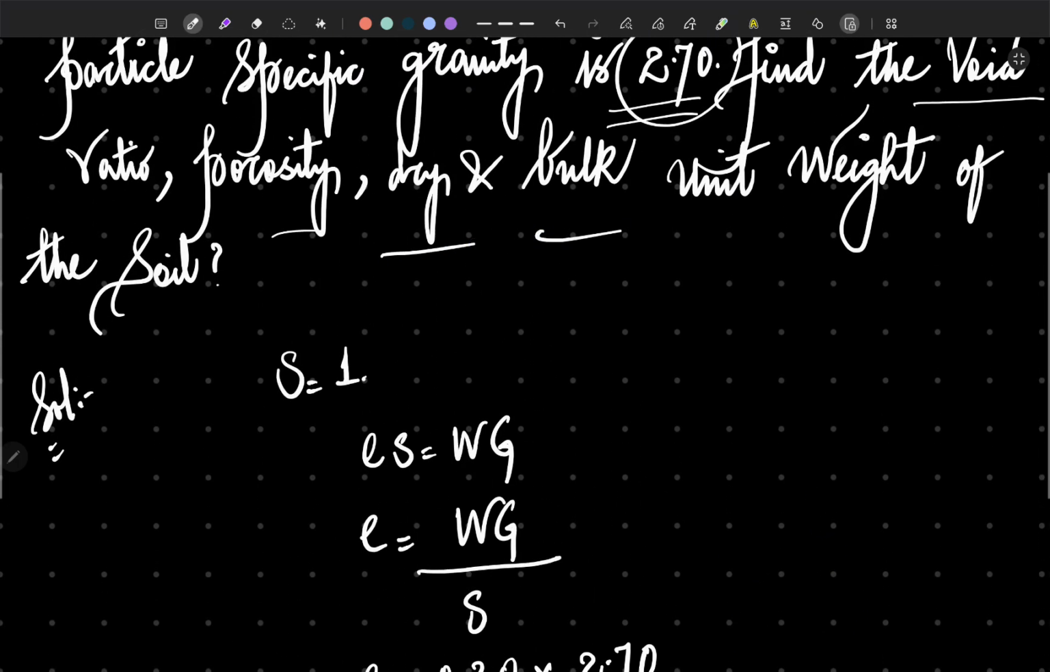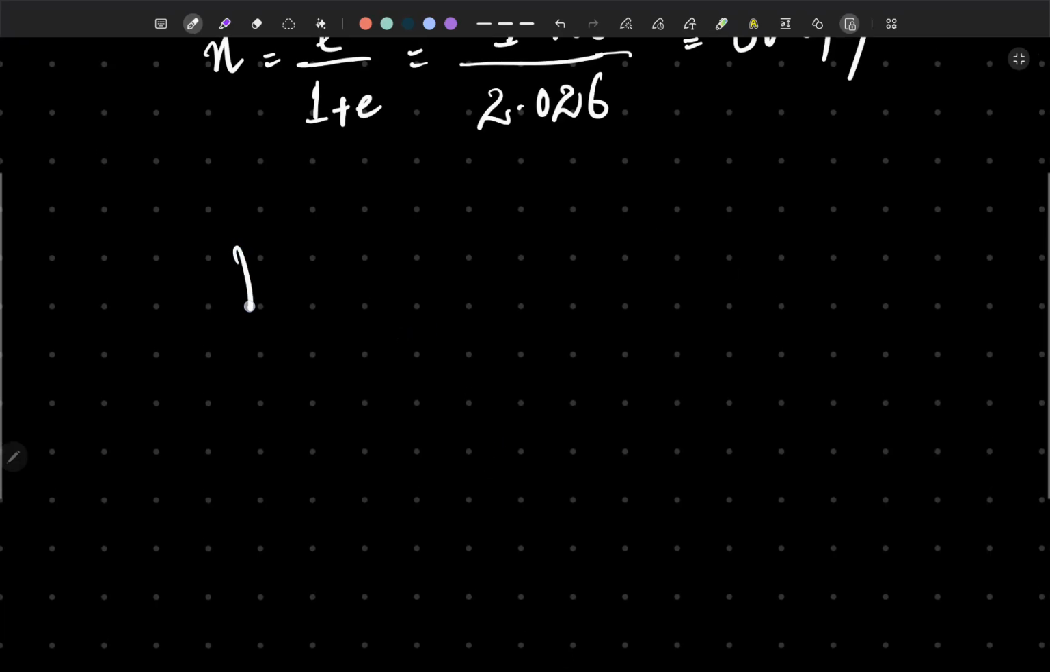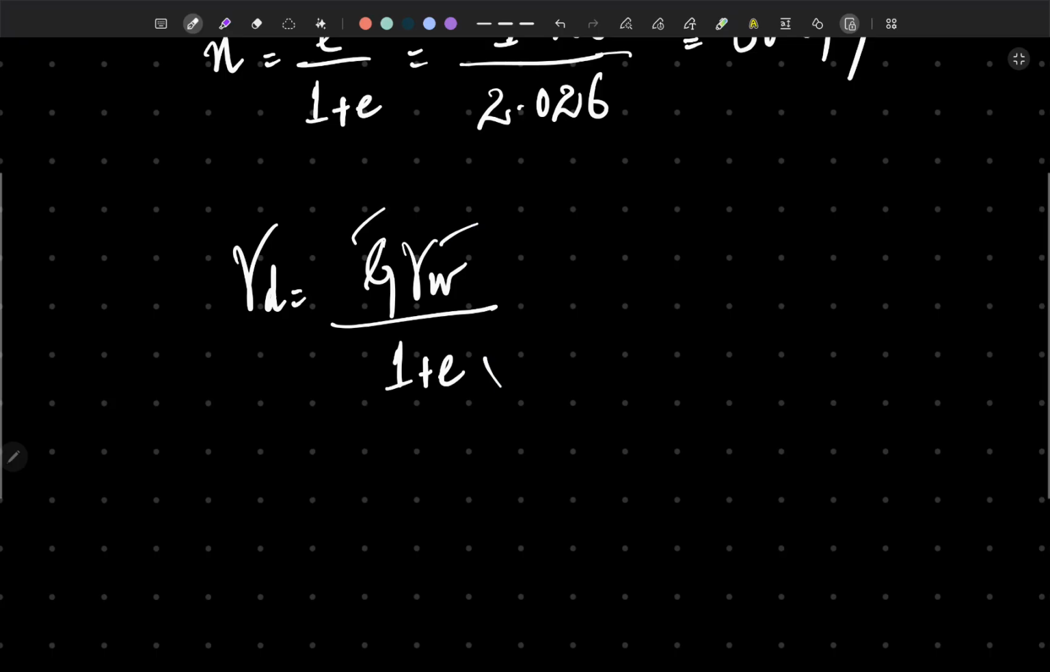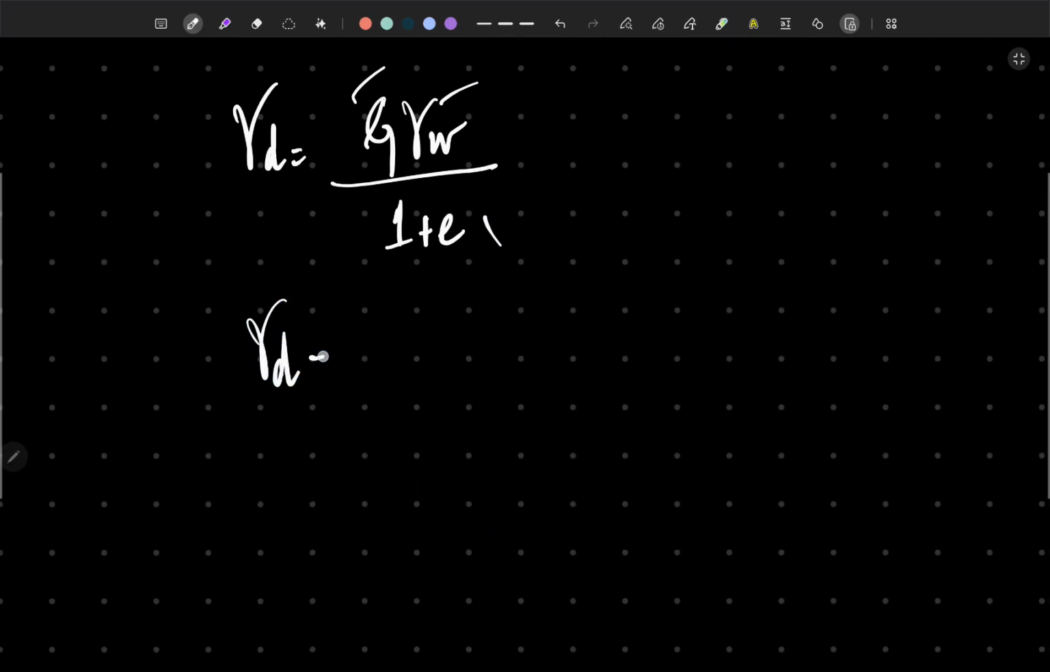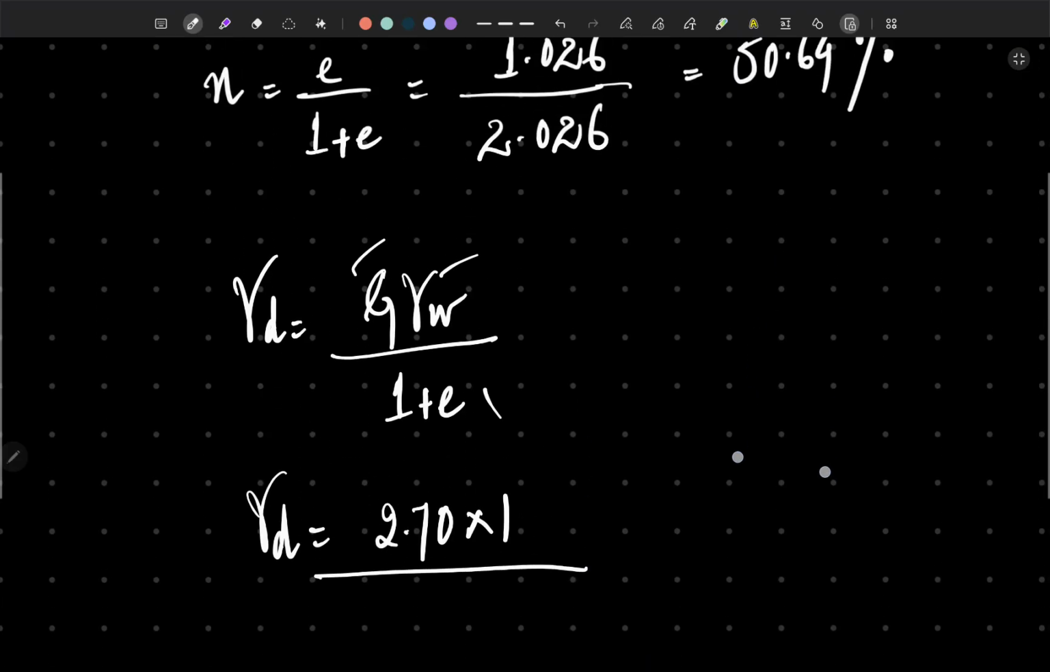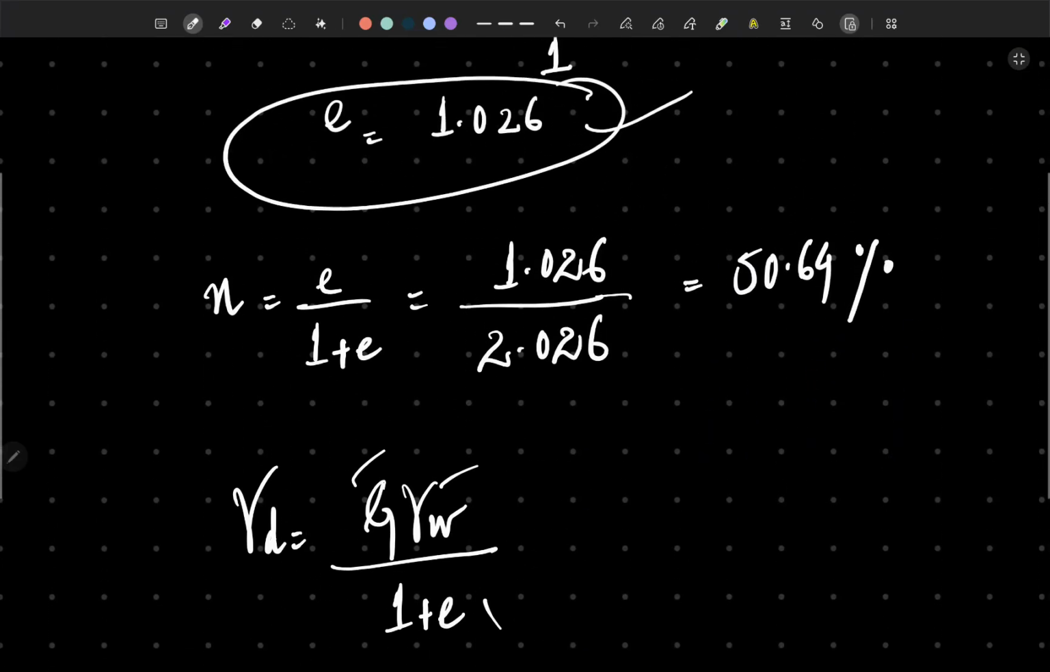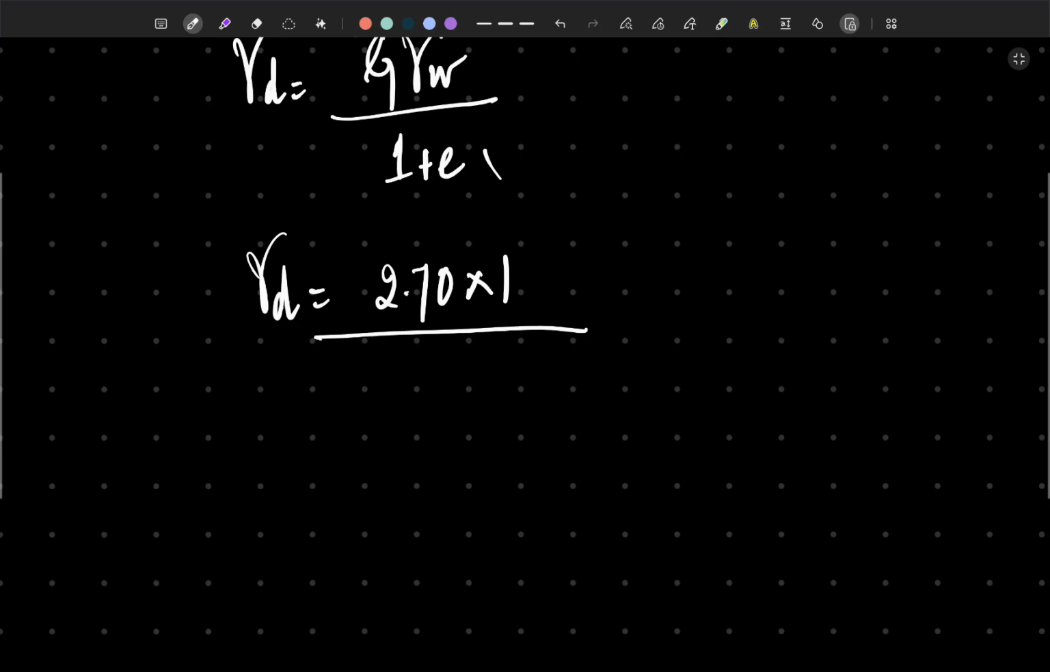Now, dry and the bulk unit weight. Dry unit weight is equal to, by the generalized formula, this much. So I can substitute the values of this, this and this, and I'll have my dry unit weight. Dry unit weight is equal to specific gravity 2.70, density of water 1 gram per milliliter or 1 gram per cc, divided by 1 plus e. 1 plus 1.026 is 2.026. So dry unit weight is 1.33 grams per cc.